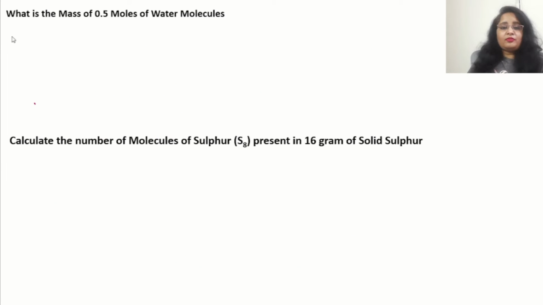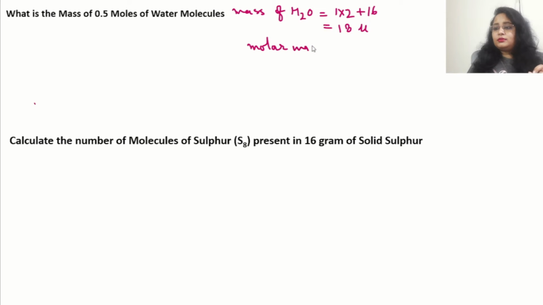Now come up to some different type of question. What is the mass of 0.05 moles of water molecule? So they are telling water molecule, that means H2O. So first of all, mass of H2O, molecular mass of H2O, both are the same thing. So don't get confused. Mass of H2O: hydrogen mass is 1, so 1 into 2 plus oxygen atomic mass 16. So total it is 18 unit. This is mass. Then we can say molar mass is 18 gram. Simple.